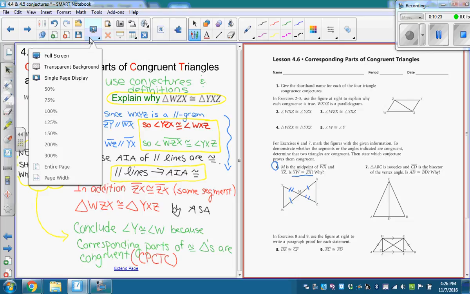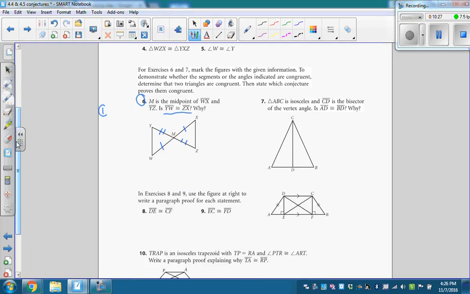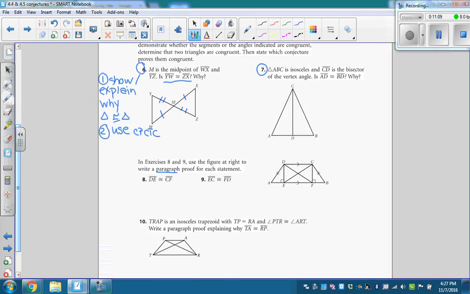And on the left is a sample argument. So first, you want to show why the triangles are congruent and explain. And then you're going to use the corresponding parts conjecture. And then you repeat that process on number 7, and that's a paragraph proof. So you'll repeat that process for number 8 and for number 9, and then for 10. That's your homework.